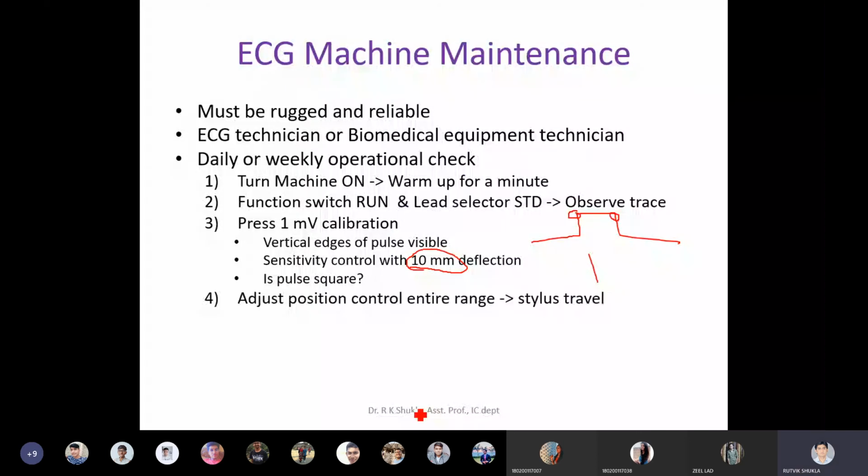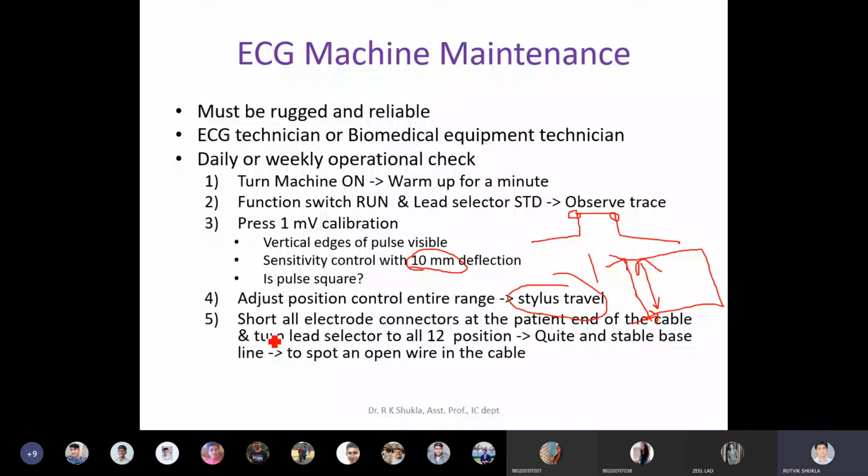Fourth step is adjust the position control over the entire range. That is called stylus travel. On the whole paper, the stylus, meaning your pen, should move from here to here. It should be able to move across the entire range. So you just have to take a look at this.